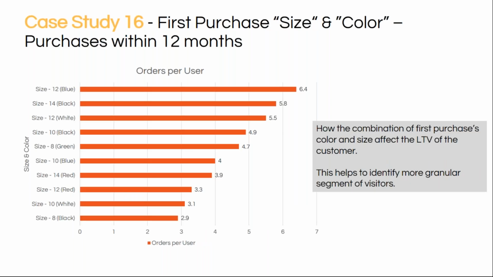Another key insight is about the first purchase. We wanted to figure out what kind of purchases will help customers to retain and buy more from the website. What we realized was, if you buy size 12 in blue, you will buy about 6 times within the next 12 months, and that's more than most other combinations of size and color.